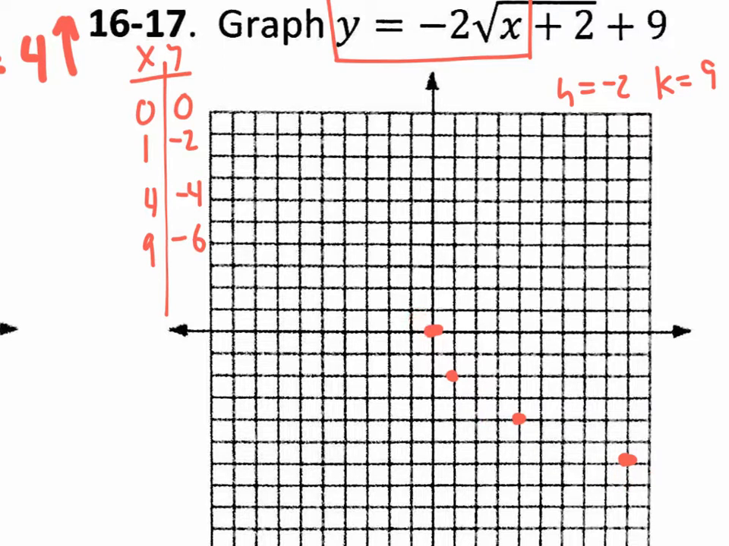Notice that it's wider. It got vertically stretched because of the value of 2. It got reflected down instead of up because of the negative sign. But I still don't want to graph it because that's ignoring h and k. I need to include h and k. So h, we said, was a movement 2 in the negative direction. That's 2 to the left. And k is positive 9. That means 9 units up. So I need to take each of these coordinates and move it 2 to the left and 9 up.